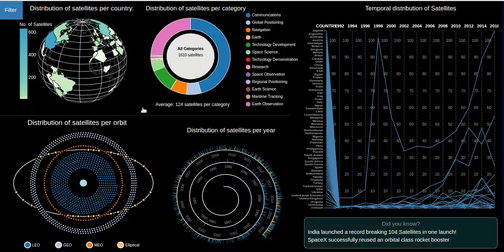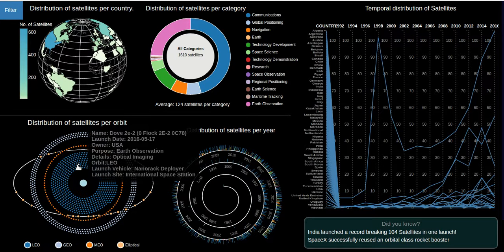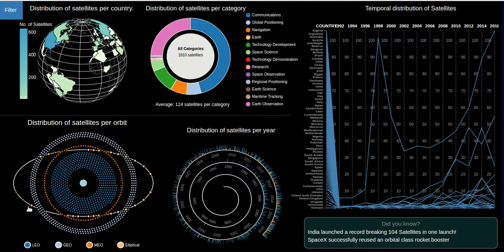Now to answer questions related to orbit, we have a radial-dot-matrix chart. This is also useful to have a better perspective of each orbit. Right away, you can see the number of satellites in the low Earth orbit is much higher than the number of satellites in elliptical orbits.